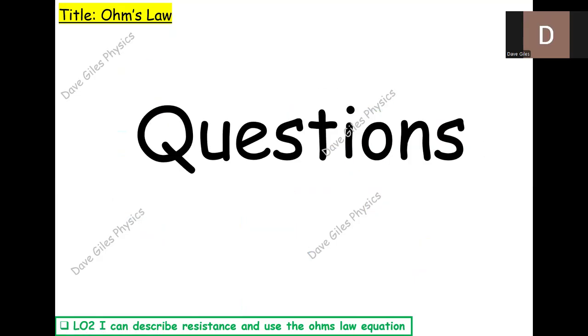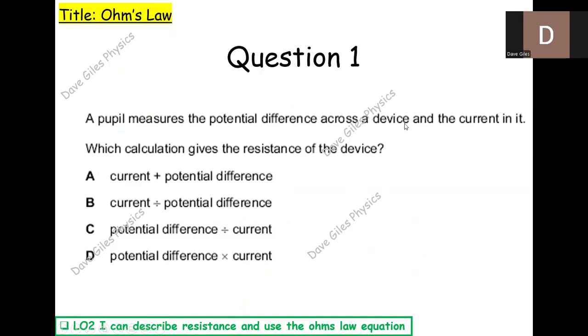We'll have a look at some paper 2 questions now around Ohm's law. A pupil measured the potential difference across the device and the current in it. Which calculation gives the resistance of the device? V equals IR, and we're trying to work out R, so R is V over I, so potential difference divided by current, so it's C.